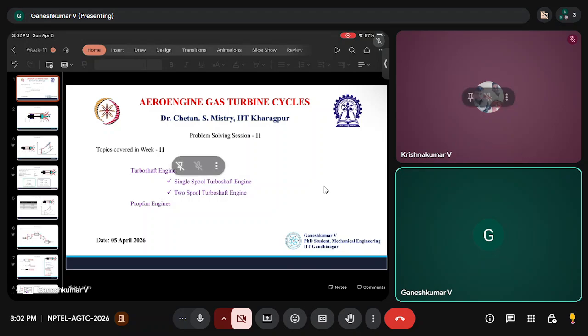All right, let me go back to what we studied last week. Last week we studied about the turbo prop engine, and this week we studied about the turbo shaft, a different class of gas turbine cycle. We also studied prop fan engines, and there are various other alternatives. Next week is going to be even more interesting. We will be solving a component matching problem.